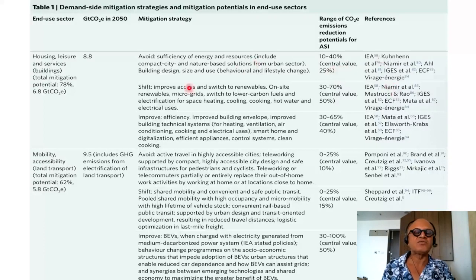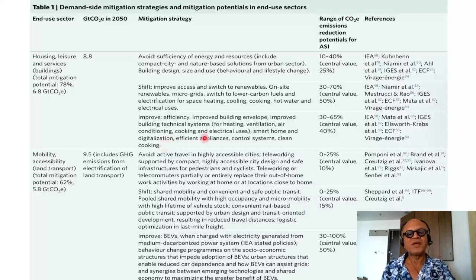These are the references where this material is drawn from. In shift for housing buildings, we have improve access, switch to renewables, on-site renewables, microgrids, switch to lower carbon fuels, and electrification of space heating, cooling, cooking, hot water, and electrical uses. This has a potential of 30 to 70% with a central value of 50% in ASI reduction potential.